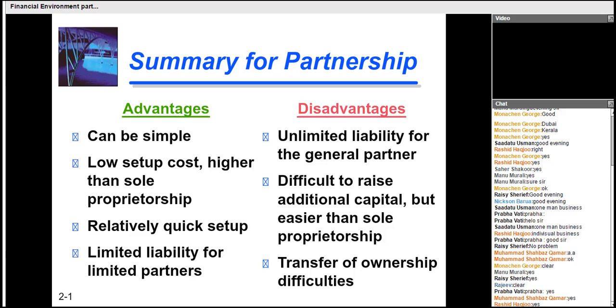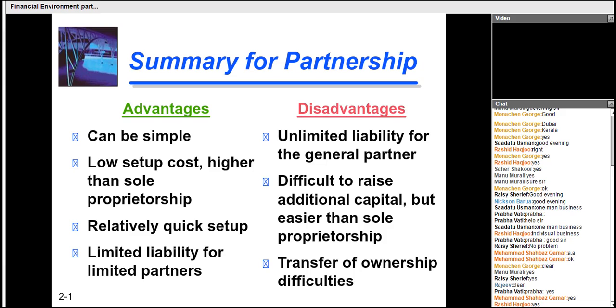Generally you can say that the setup cost is lower than proprietorship. Relatively quick setup, that's true. The setup can be quicker. Limited liability for limited partners.